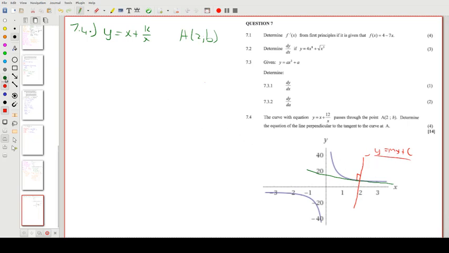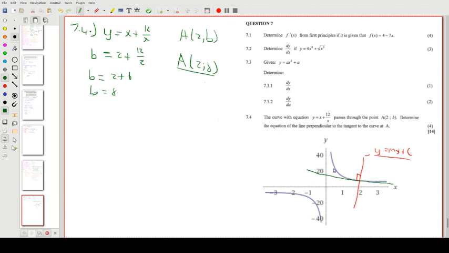I would suggest the first thing we do is we find the value of b by substituting 2 in place of x. So to find b, we can actually from the beginning just say b, substitute this whole point. So b equals 2 plus 12 over 2, which gives us b equals 2 plus 6, so b equals 8. Therefore A is the point (2, 8). Alright, now we have a full coordinate.